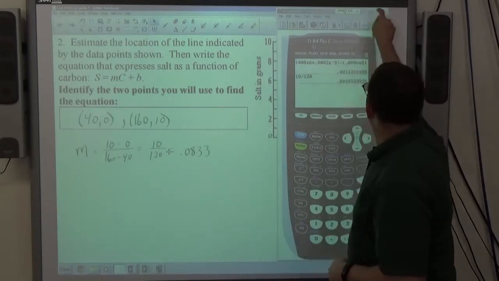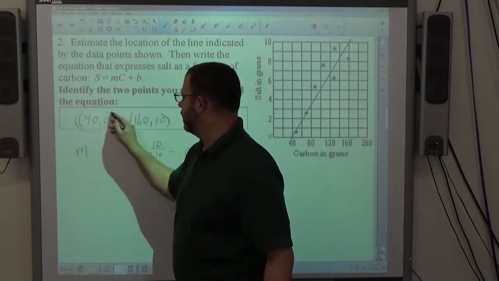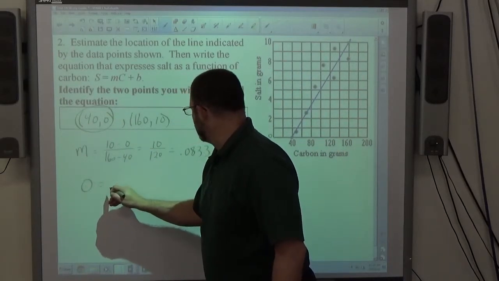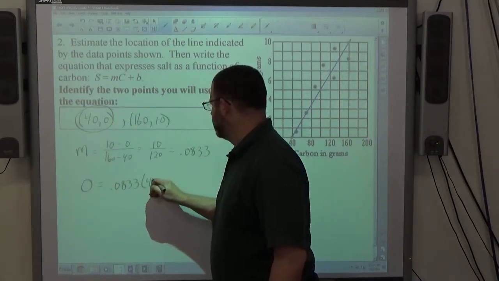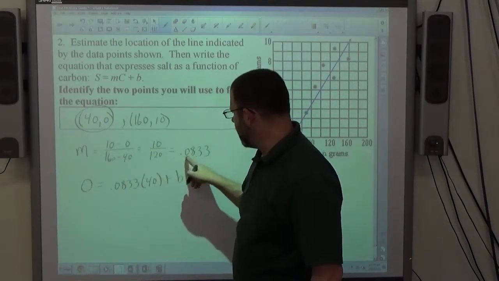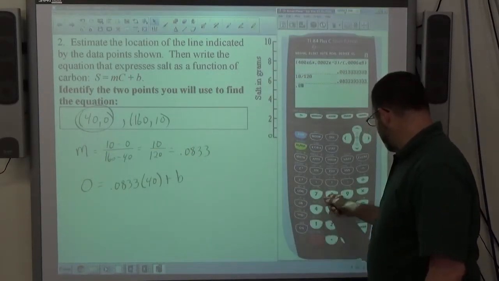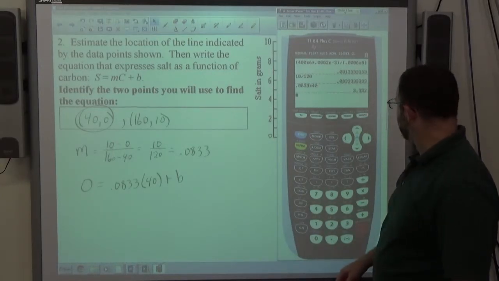Once I know what the slope is, I go back to my points. I'm going to pick this point and this slope. So y equals m times x plus b. So y is 0, x is 40, m is 0.0833. 0.0833 times 40 comes out to 3.332.